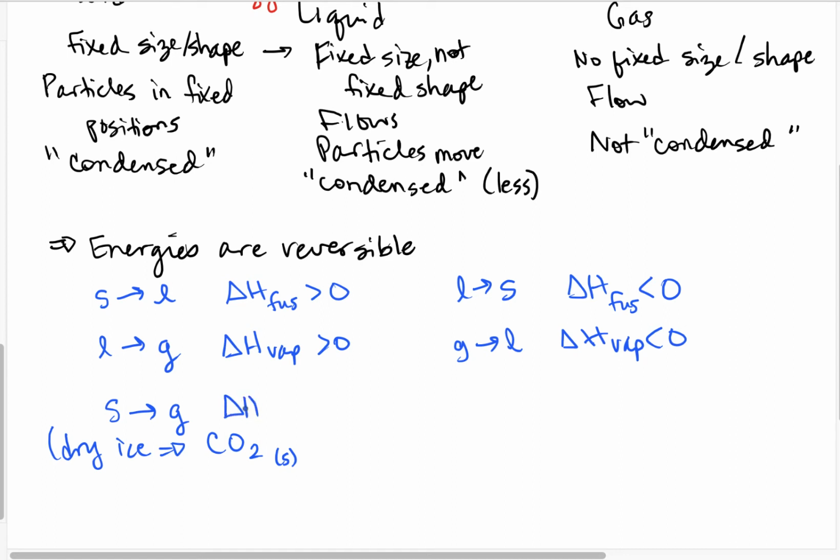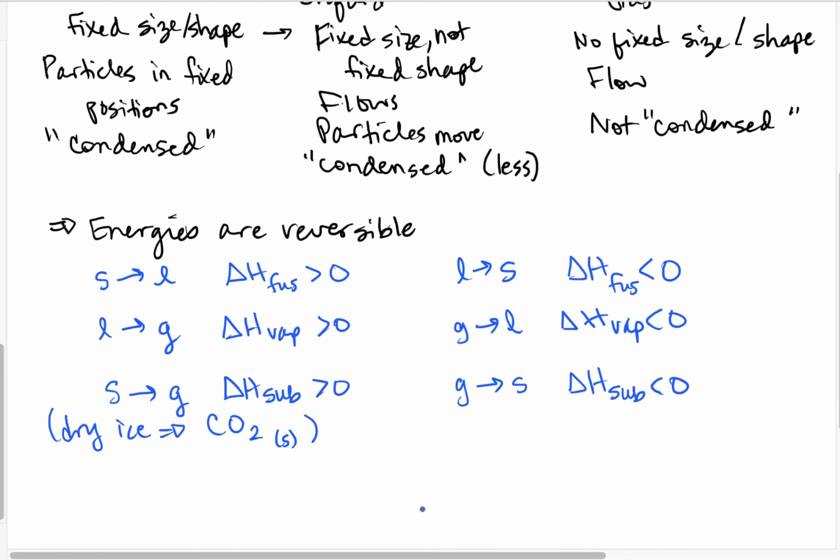And so in this case, our values are still the same. The sublimation energy would be positive to go to the less condensed phase. And then if we went from a gas directly to a solid, then we would just swap signs, and it would be negative. So let's draw that on a diagram.